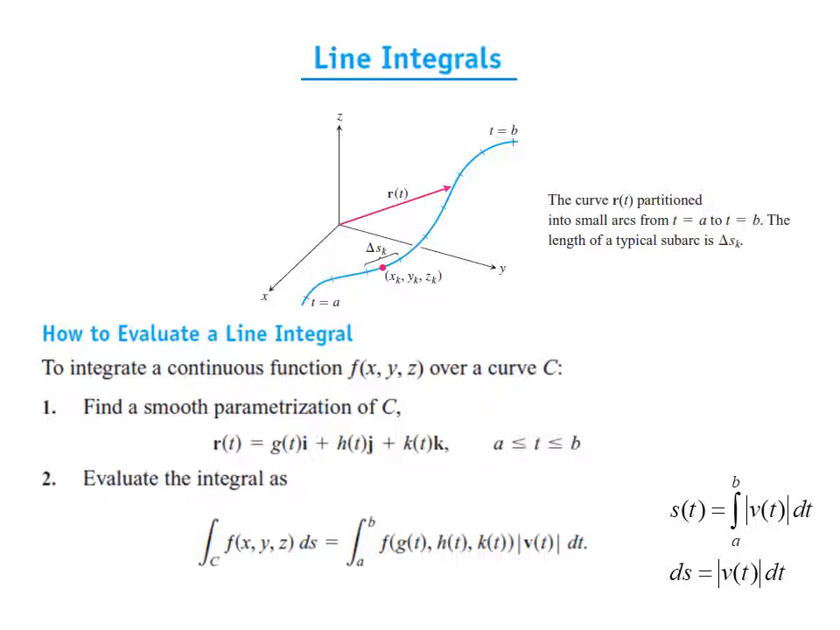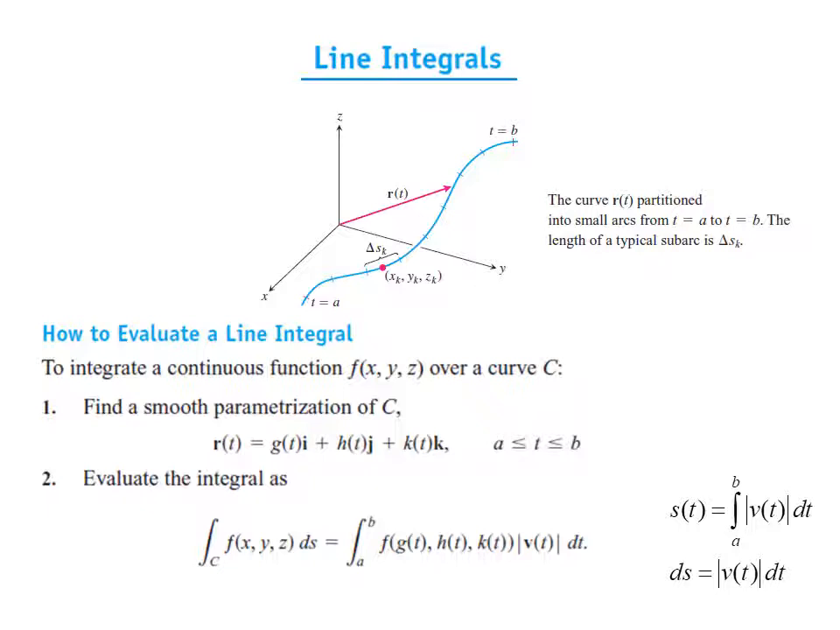Here, g(t), h(t), and k(t) are the parametric equations. These parametric equations make the curve smooth because they are differentiable, and moreover they are not simultaneously zero at any point of t from a to b.